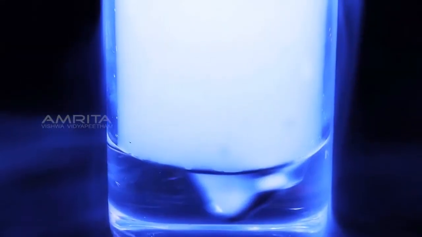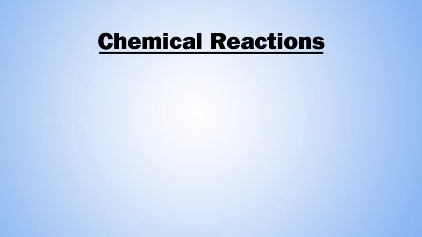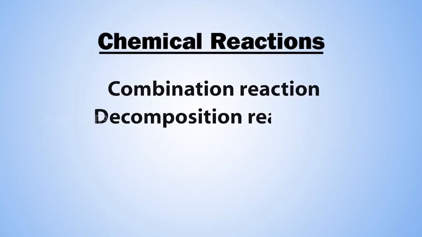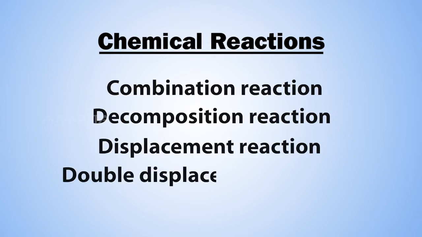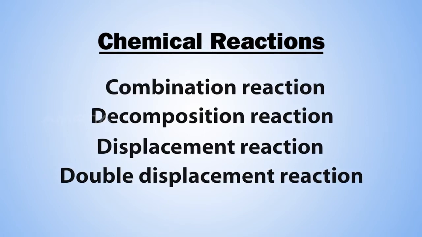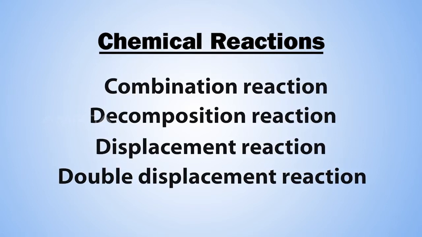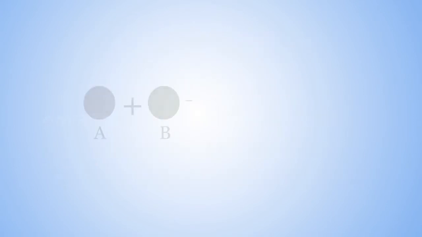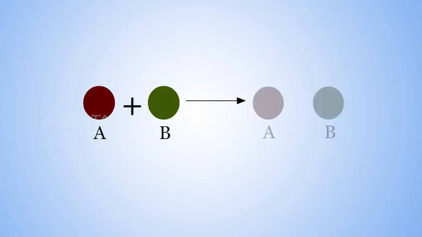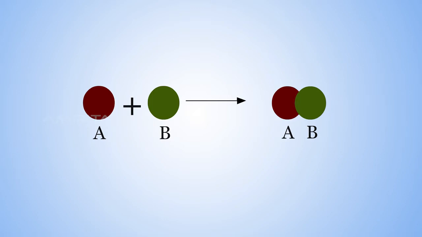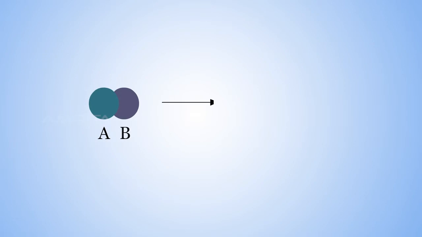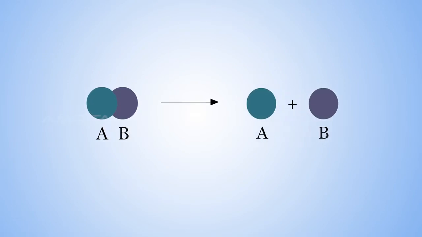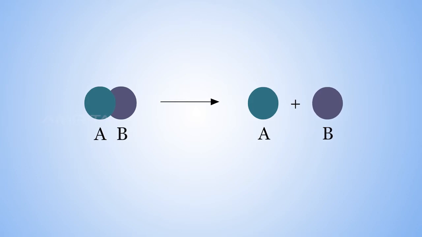Those reactions that produce thermal energy are called exothermic reactions. Chemical reactions can be classified into combination, decomposition, displacement, and double displacement reactions on the basis of the type of changes that take place in the reaction. Combination reactions are those where two or more substances combine to form a single new substance. Decomposition reactions are those in which a single compound breaks down to produce two or more simpler substances.